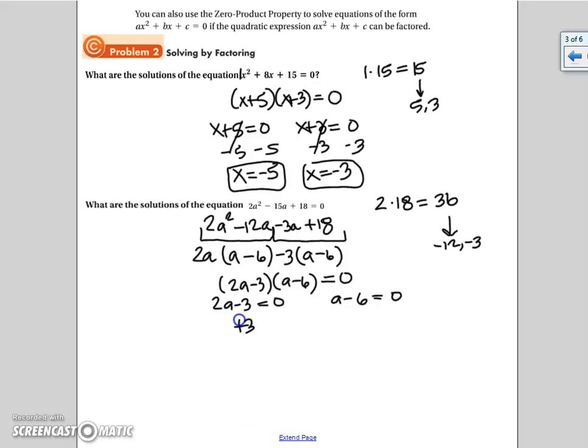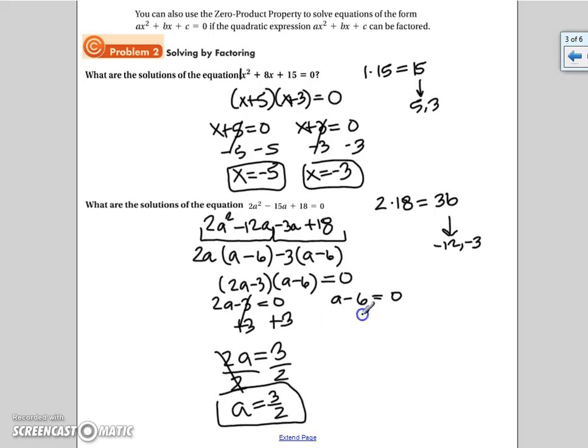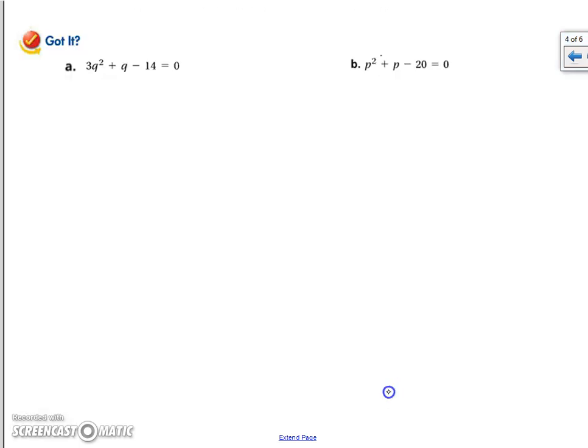So in both, I will solve for a, adding 3 here. So 2a equals 3. Then divide by 2 on both sides. Now I have a by itself: 3 halves for that answer. And also over here, I will add 6 to both sides and get that a is 6. So go ahead and complete the problems now on the Got It. Pause your video and check back to make sure you're correct.